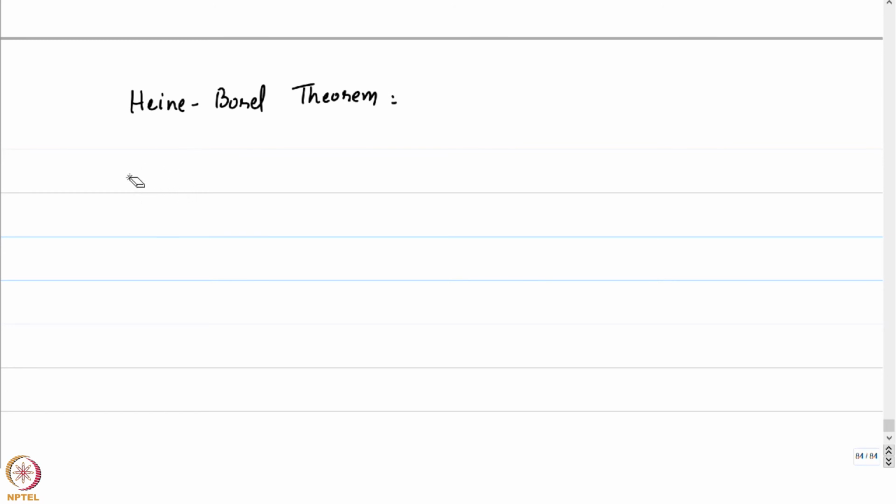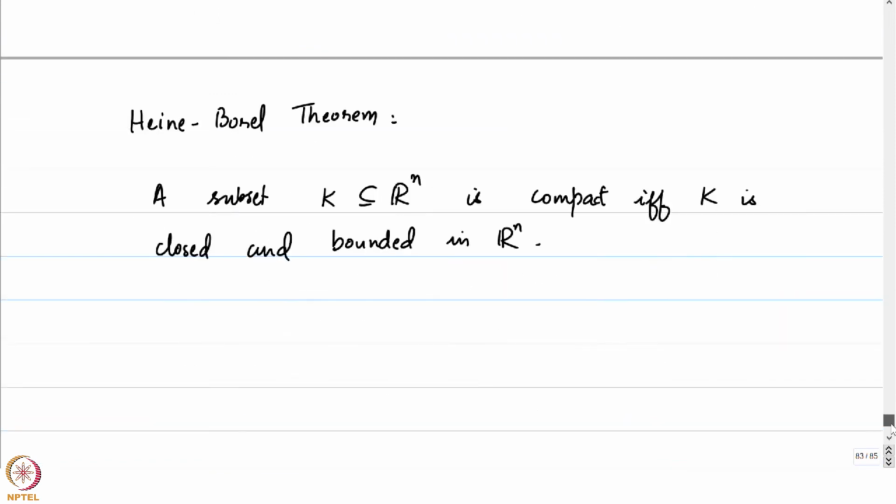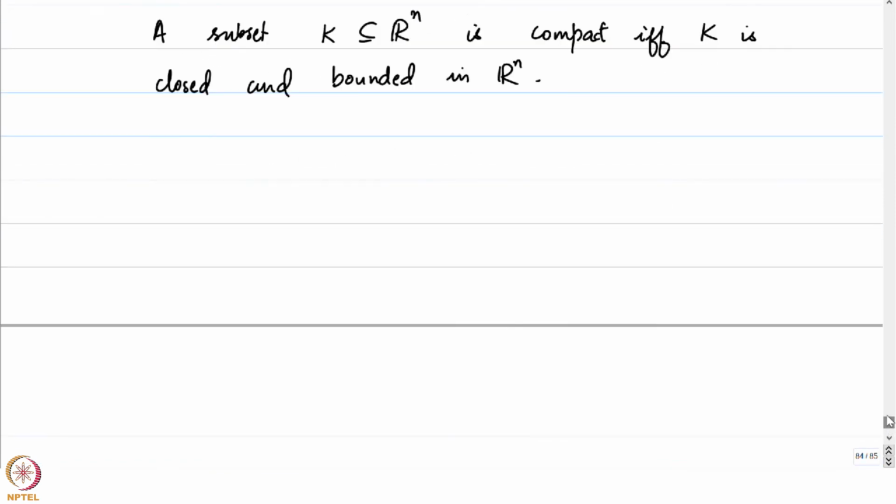a subset K contained in Rn is compact if and only if K is closed and bounded in Rn. We didn't explicitly say what the metric is, but it's the standard metric that we will be working with. So let's prove this result. It's now actually quite straightforward for us. We have done all the preliminary work to prove this particular theorem.